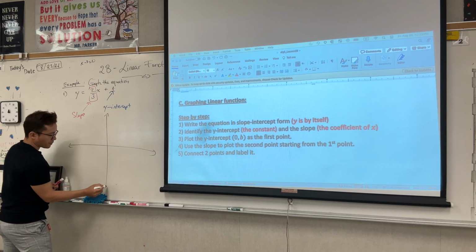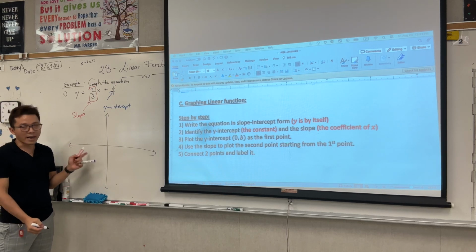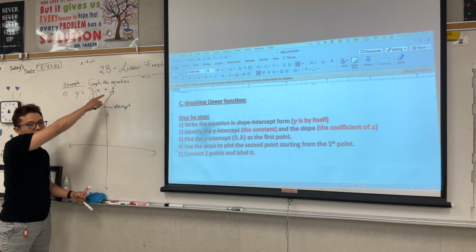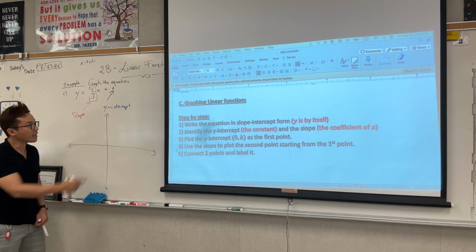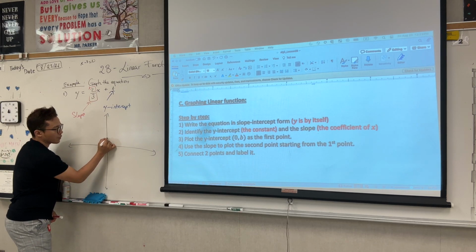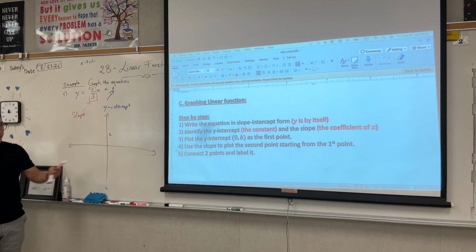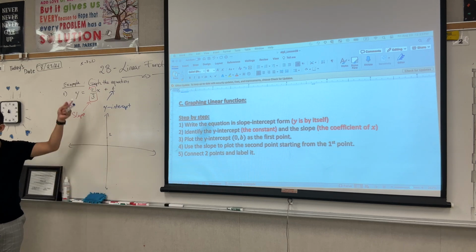Step 3, we can start graphing right away. Because y-intercept is the point on the y-axis. So whatever number this is, you just need to put it on the y-axis. Okay. 0, 1. So good? You don't need two numbers because you know for sure they must be on the y-axis.